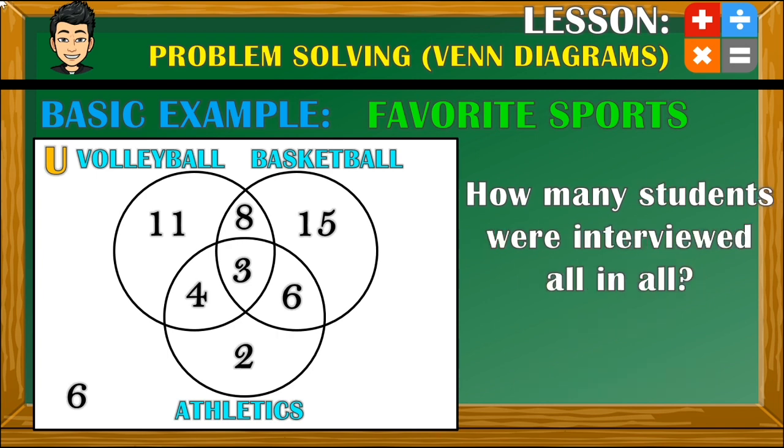Lastly, how many students were interviewed all in all? So to answer this problem, kukunin natin yung kabuuang bilang o universal set by adding all the given. So we have 11 plus 8 plus 15 plus 4 plus 3 plus 6 plus 2 plus 6, which is equal to 55 students.